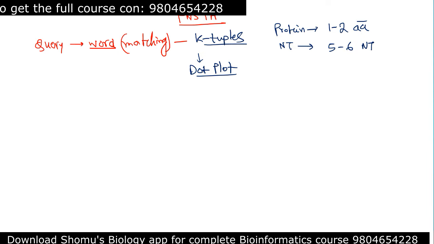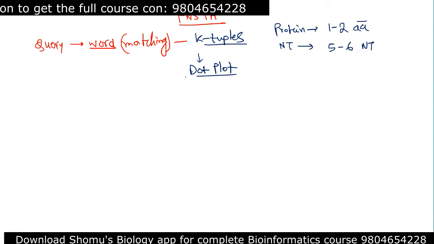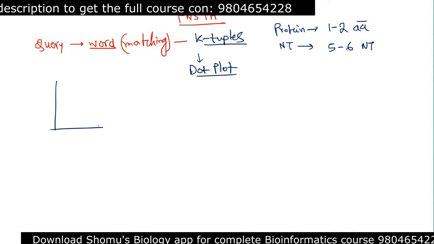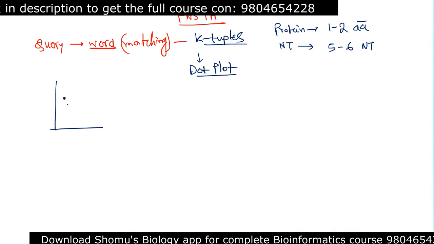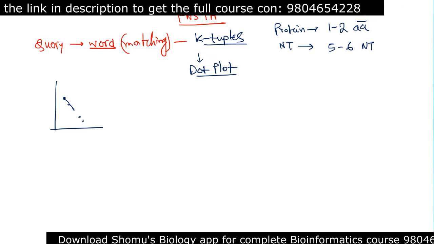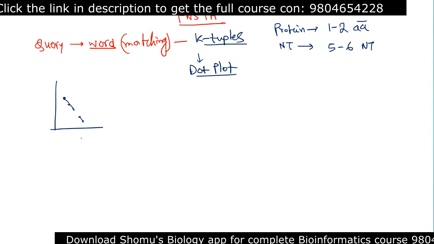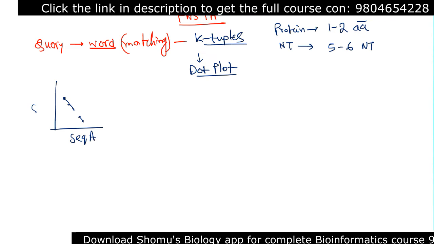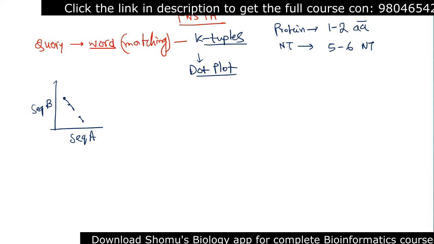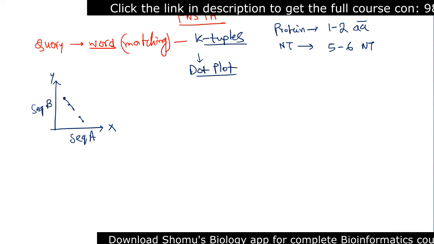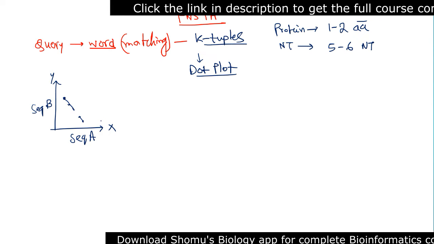So what happens exactly: if there is a match, then the dot plot is created. Based on the match, in the dot plot we have the x and y axis, and if there is a match, we draw a straight line, and if there is no match, nothing. Again a match here, so there is another straight line. So based on the dot plot, we have sequence A on the x axis, and sequence B on the y axis. This is what we'll have in the dot plot. Okay, this is how it's done.